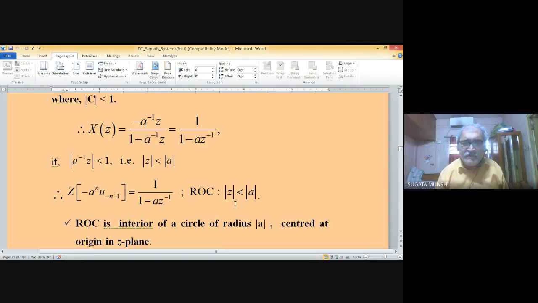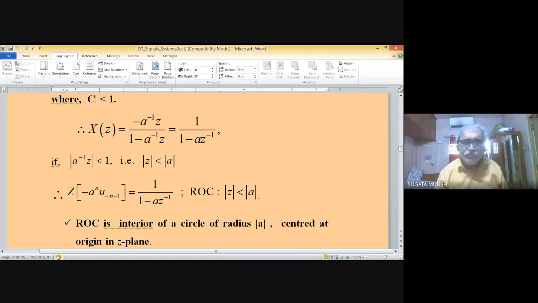Here it is the magnitude of z less than magnitude of a. In the earlier case, the ROC was the exterior of a circle centered at origin in the z plane. And here it is the interior of a circle centered at origin in the z plane.